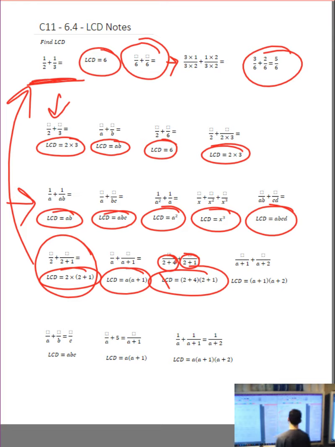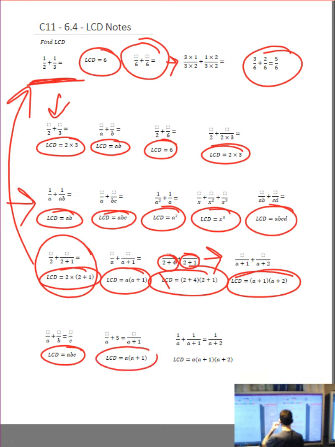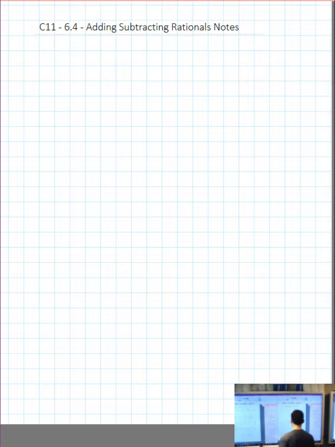It's kind of funny, but getting the point across, the LCD between A plus 1 and A plus 2 is just them both together. Down at the bottom left, the LCD between A, B, and C is just A, B, and C. The LCD between A and A plus 1 is just A and A plus 1. The LCD between A plus 1 and A plus 2 is just A plus 1 and A plus 2. Start to get how simple the LCDs are. So now getting into adding and subtracting fractions, we can flip the page over in the notes and start taking a look at the notes.